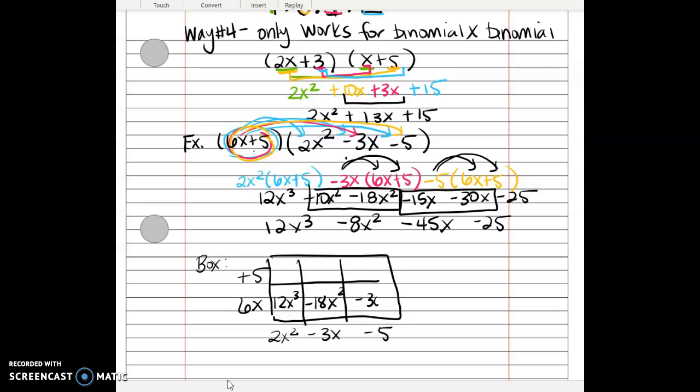I have my negative 30x. I have my 10x squared. I have my negative 15x. And then I have my negative 25.